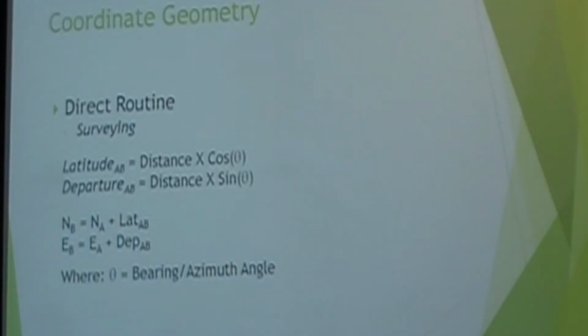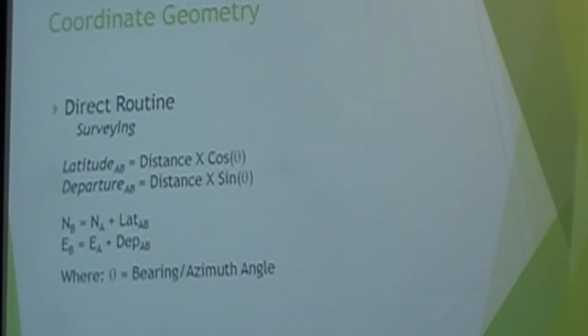Okay, so a direct routine in surveying is kind of the reverse of what inverse is. So in this case, you're given a starting coordinate and you have a bearing and a distance from that coordinate, and you want to come up with a coordinate value at the end point of the line. So what you would do is calculate a latitude and a departure from your starting point to your ending point based on that distance and that bearing that's given. So latitude is distance times cosine of theta, and departure is distance times sine of theta.